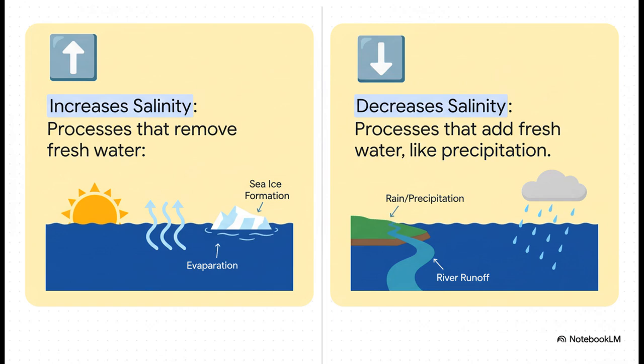Anything that removes fresh water, like evaporation or the forming of sea ice, is going to make the remaining water saltier. It increases salinity. And on the flip side, anything that adds fresh water, like rain, snow, or rivers flowing into the sea, is going to dilute it and decrease salinity.